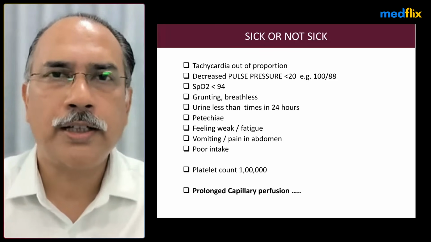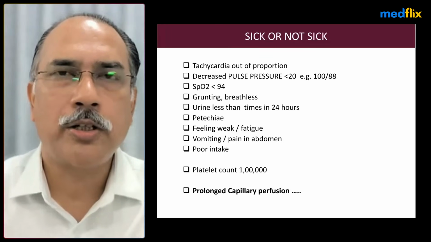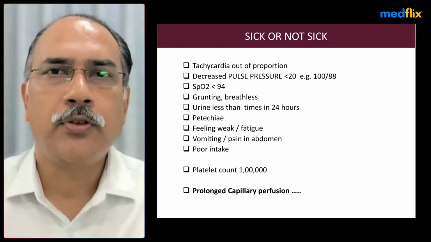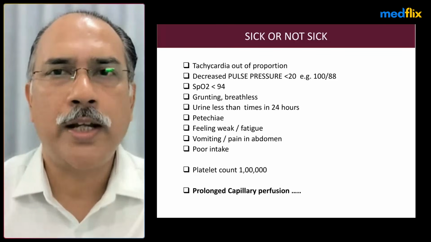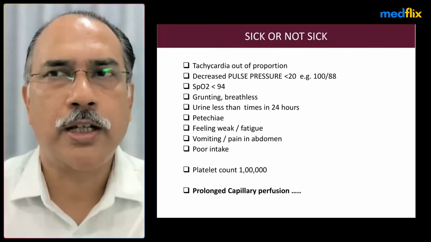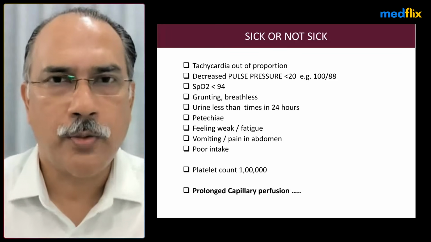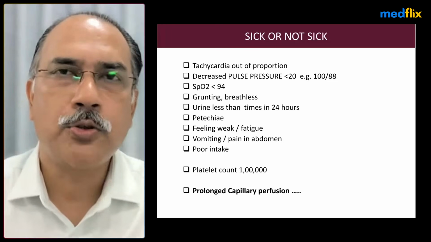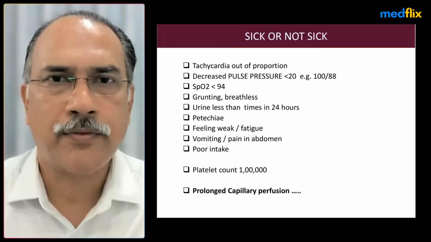But in spite of all that, if the heart rate is more than you can account for, then think about it as tachycardia out of proportion, and that could be a sign for impending danger. A decreased pulse pressure of less than 20, meaning the difference between systolic and diastolic, if it is less than 30, less than 20, sorry, then that would become a red flag sign. Any SpO2 less than 94 on room air will be a red flag.